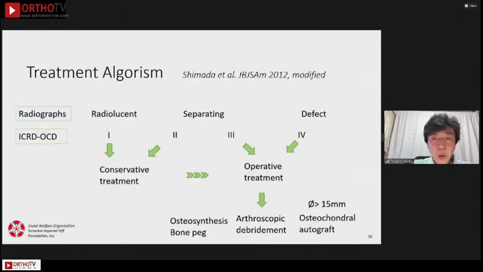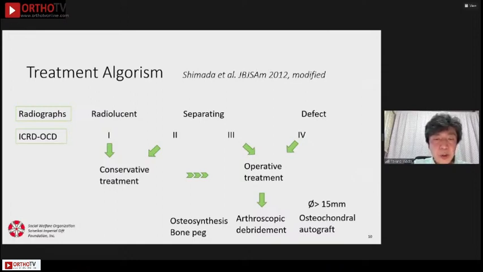A treatment algorithm. In the radiolucent phase with stable lesion and separating phase with stable lesion, conservative treatment is indicated. And separating phase with unstable lesion and defect phase are indicated for operative treatment. And if conservative treatment fails, it goes to operative treatment.